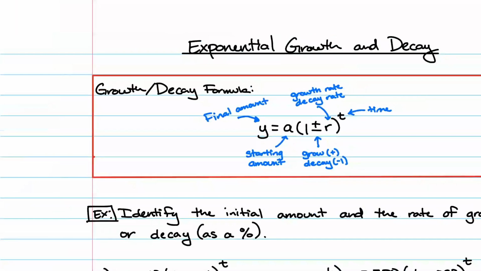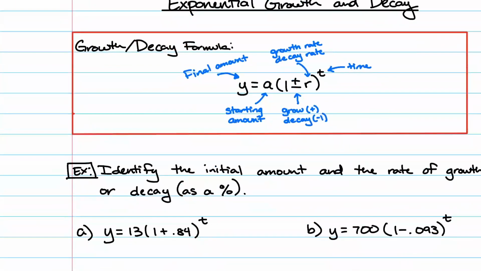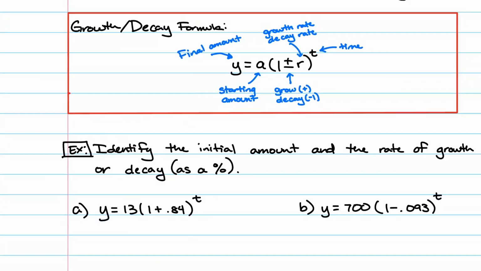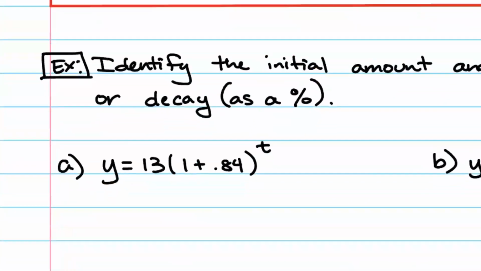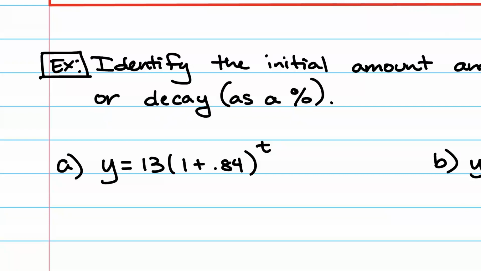Okay. All right. So now you know what everything means. Let's go ahead and jump into some of these formulas. They're just asking us to identify the initial amount. And I'm going to want the rate of growth or decay as a percentage. All right. So let's see. The initial amount, remember that the initial amount is always going to be your A value. So my initial amount is going to be A.